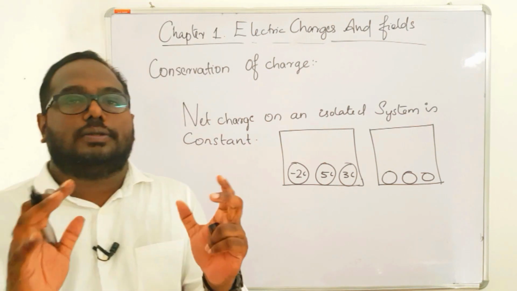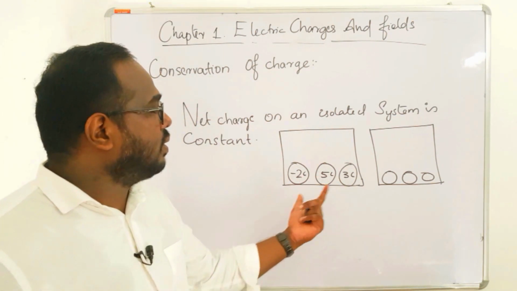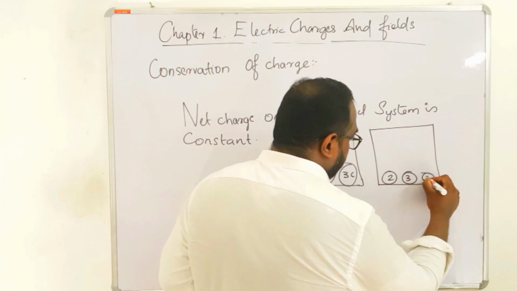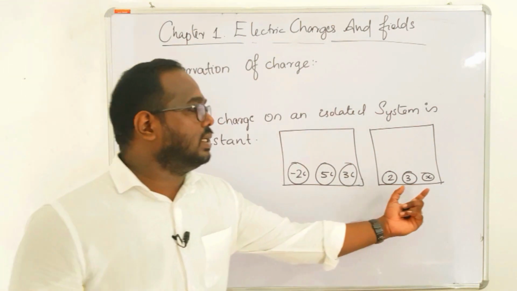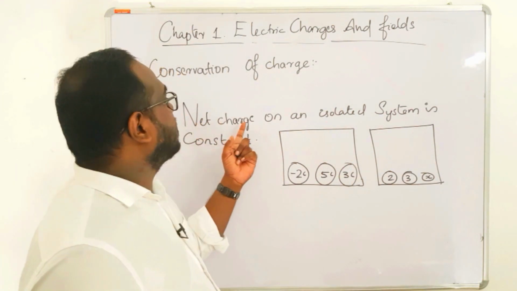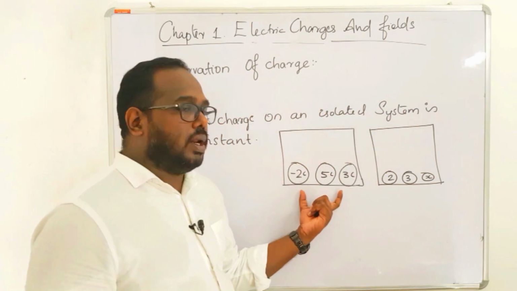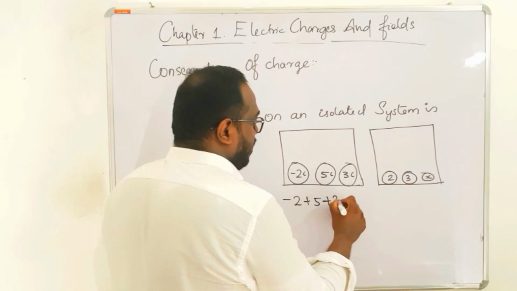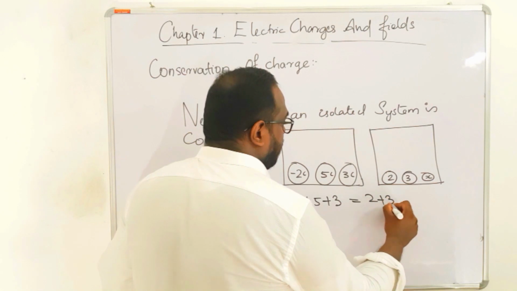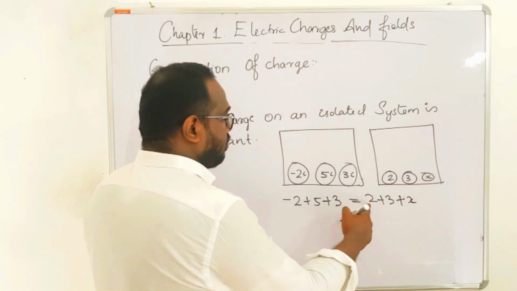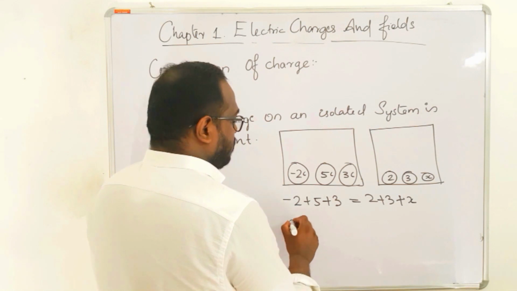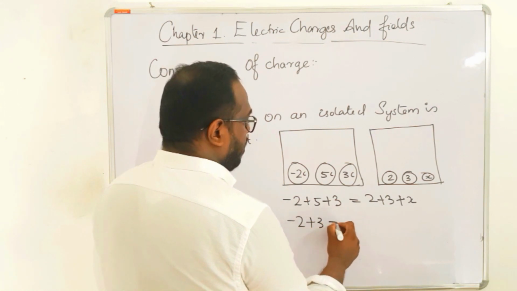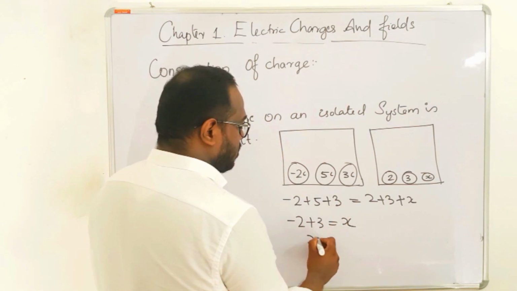Then you are shaking this isolated container and the charge will get exchanged, right? Then it contains 2, 3 and what will be this x? What will be this x value? How can you calculate it? We know that the net charge on an isolated system is constant. So net charge on this system: -2 plus 5 plus 3 equals 2 plus 3 plus x, correct? This 5 will come to this side, right? So -2, 5 and 5 will get cancelled, plus 3 equals x. So x will be equal to 1 coulomb.